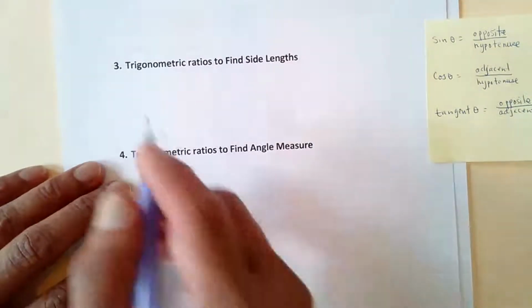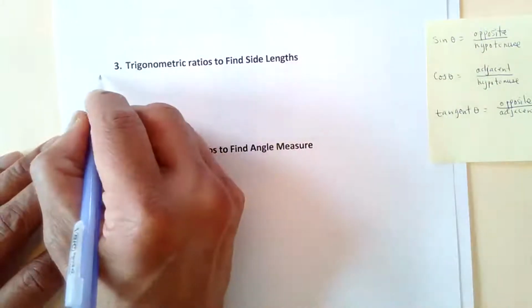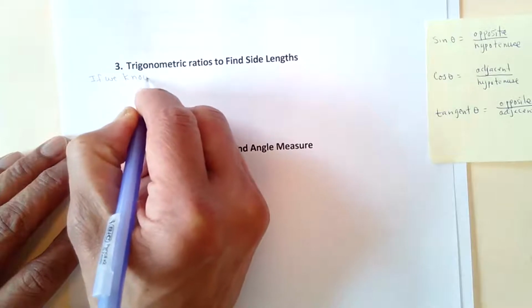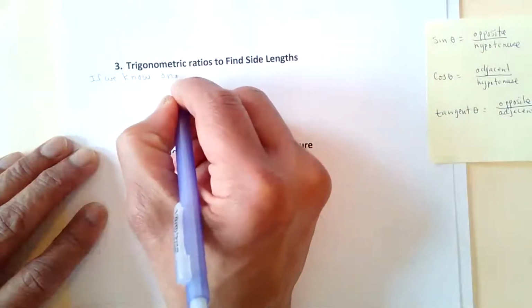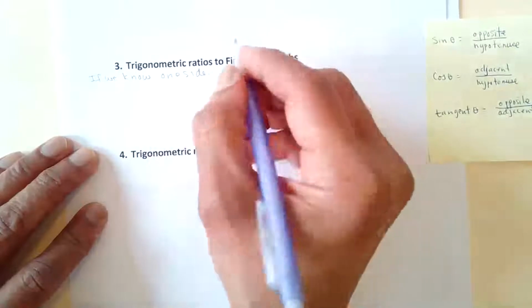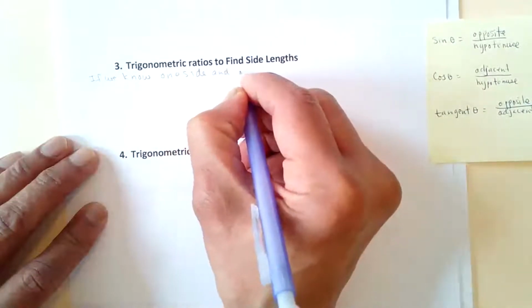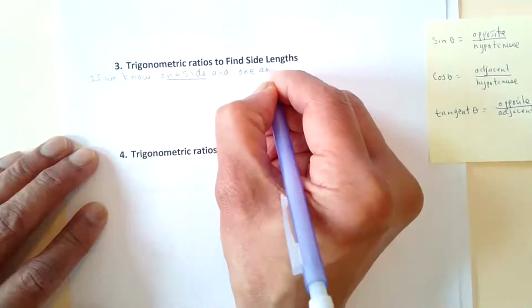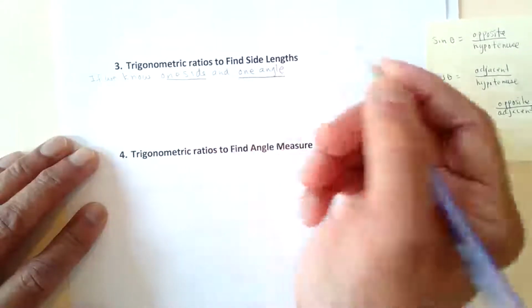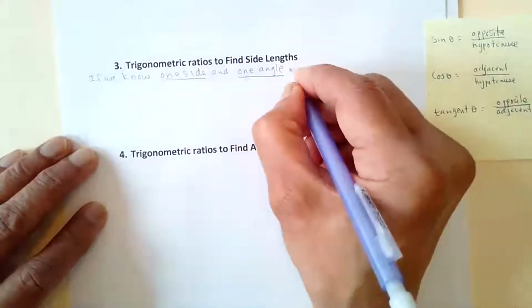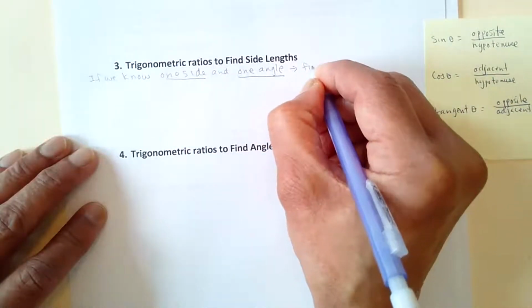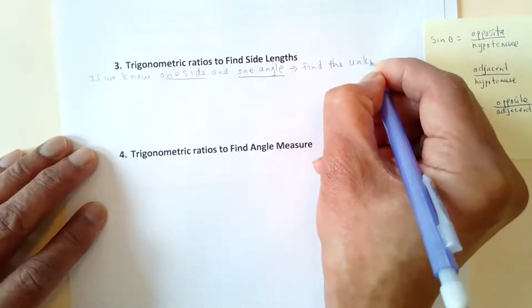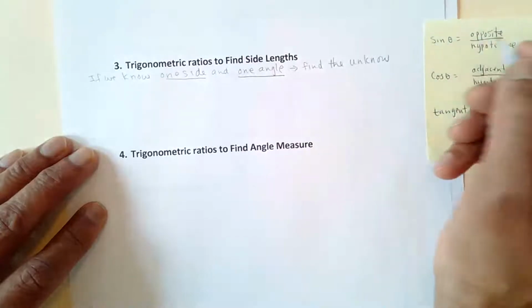In this case, we need to know one side and one angle. And this way we can find the unknown side length.